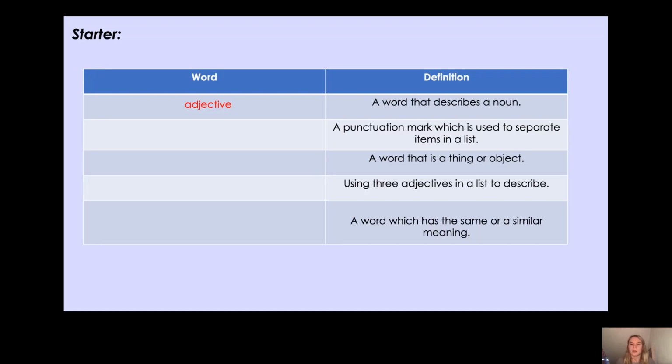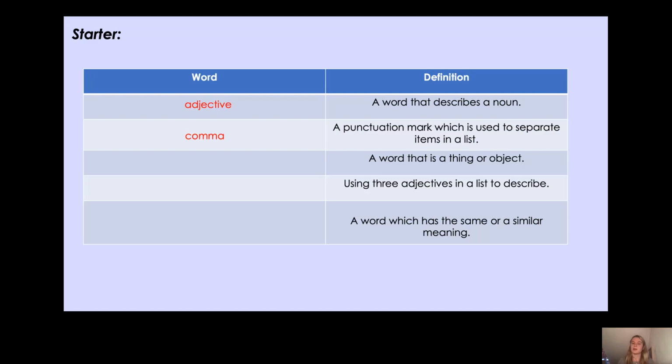Okay, the next one, a punctuation mark, which is used to separate items in a list. Well, we made lists to describe Farmer Bean's personality, didn't we? But what was the punctuation mark that we used? Well, it wasn't a question mark. It wasn't an exclamation mark. It wasn't a full stop. Oh, yes, that's right. It was a comma, wasn't it? So there we go. There's our second word for our definition.